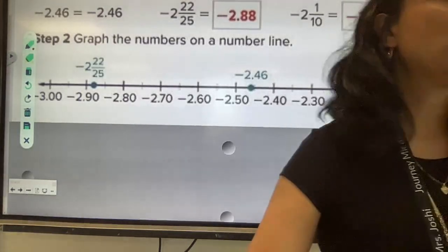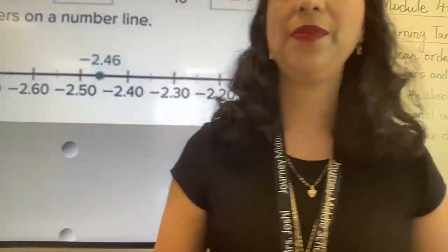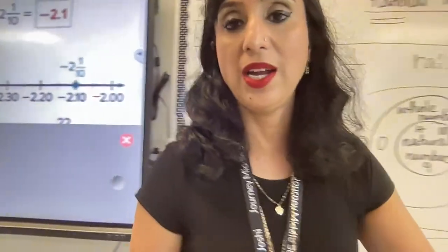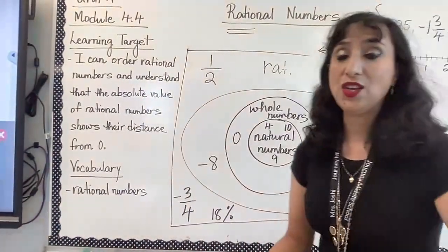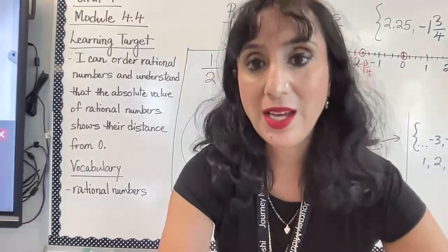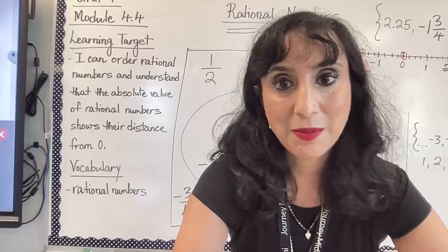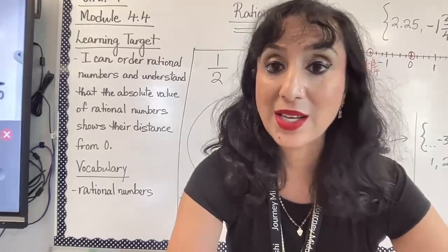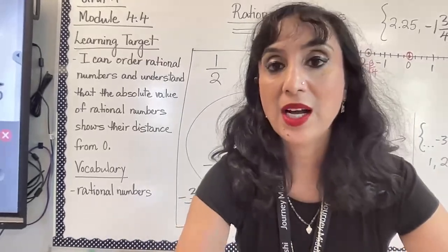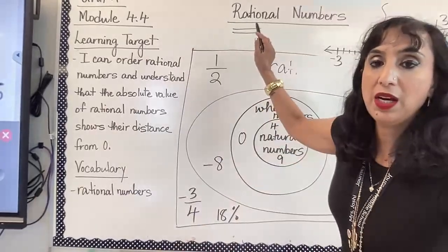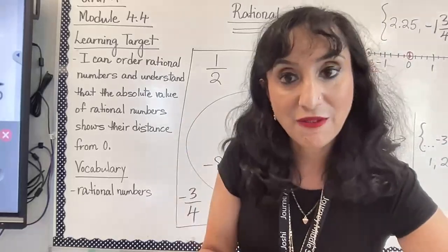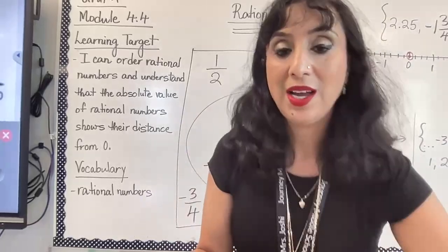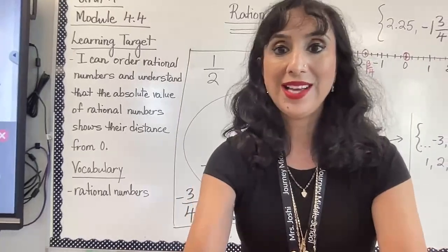All right. So that's basically what rational numbers are and how you compare them, how you order them. And just remember, a rational number is a number that can be written as a ratio, and it comes from the word ratio up here in rational, and that means a number can be written in fraction form. All right, and that's about it in this lesson.